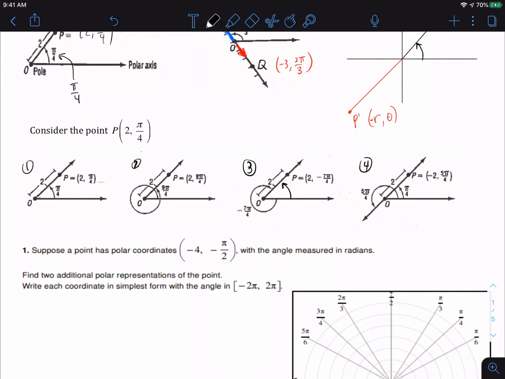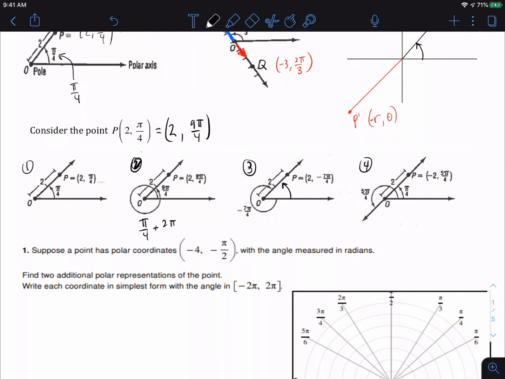Now in example 2, what ends up happening is we're going a full circle around. And since we're going a full circle around, our initial point was pi over 4, but we have to add 2 pi to it. So what that does is it gives us another point. It's got the same radius, but now it's 9 pi over 4 because I went a full circle revolution around, giving me that pi over 4. So this one went counterclockwise.